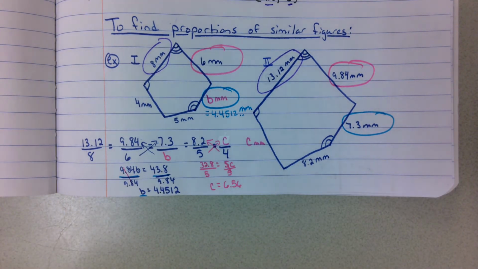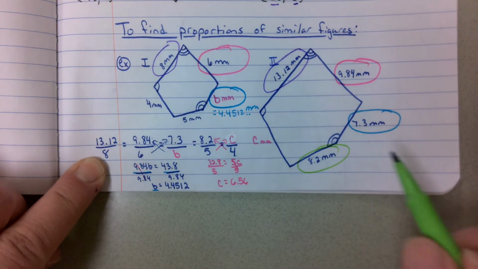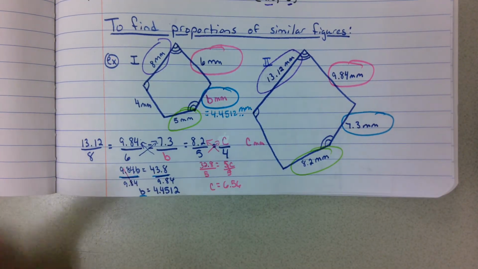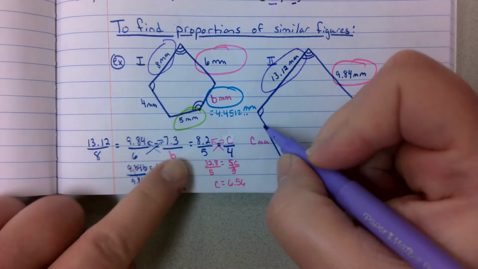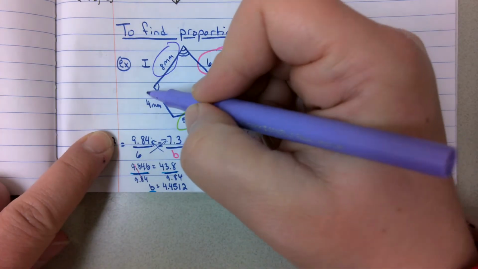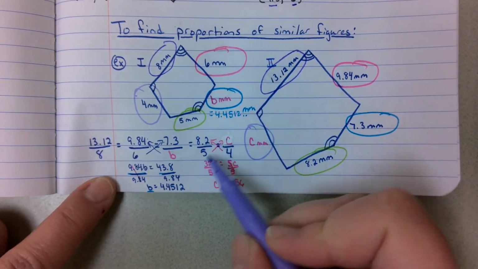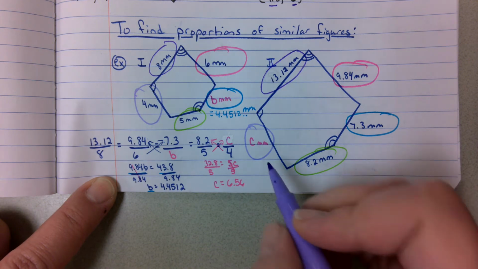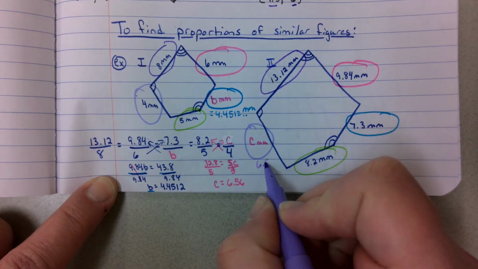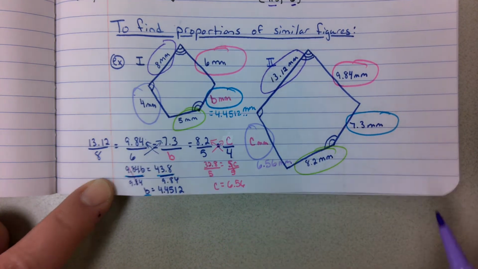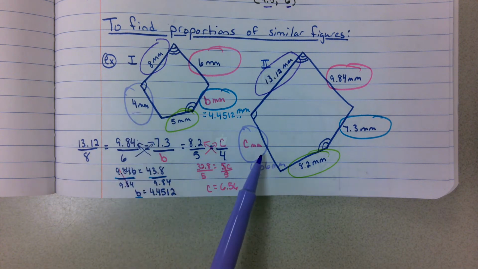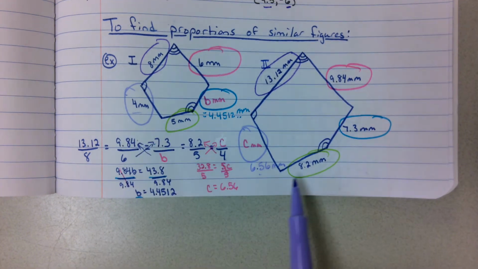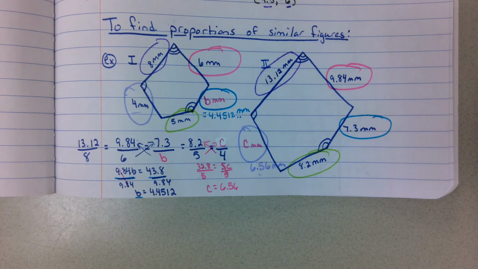And then I have, switch colors again, 8.2 divided by 5. And then I have C is another unknown over 4 right there, C over 4. And again, I cross multiplied and divide to find C. And I found that C was 6.56 millimeters. And it makes sense. It went from 4 to 6.56. It went up about the same amount. And you can look at these to see if it looks like it matches.